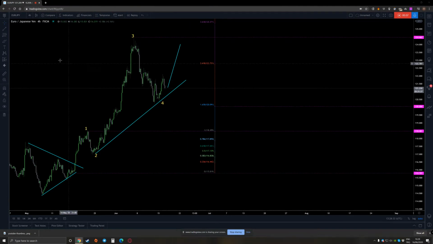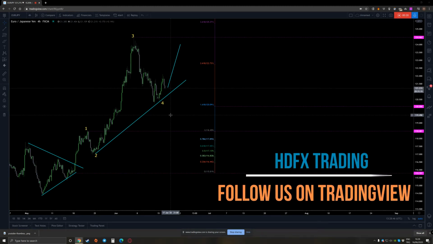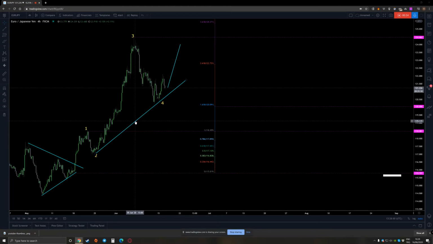Now I am on the 4-hour chart, and this move, which started after the triangle, does look like it can be a candidate for an impulsive move. This is why I wanted to show it to you. First things first, let's look at what we think we can have.